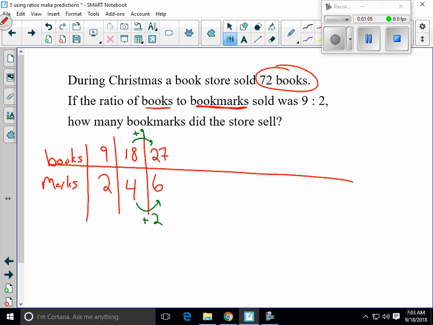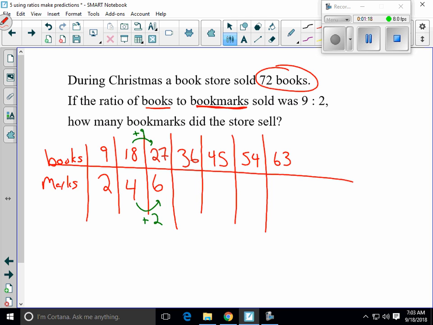I have to get up to 72 books, so I'm going to keep going with the top part of my table. 9 times 4, 45 would be next, 54, 63, and 72. Then I want to see how many bookmarks I would have sold. The bottom's going to be going up by 2: 2, 4, 6, 8, 10, 12, 14. So 16 is my answer. We solved these problems with tables last time.